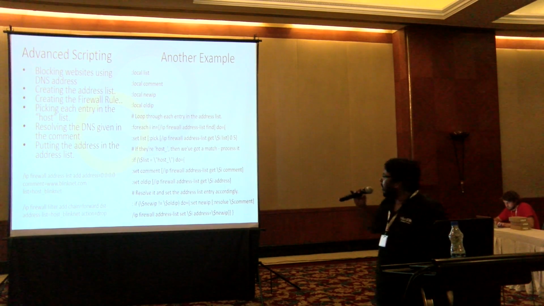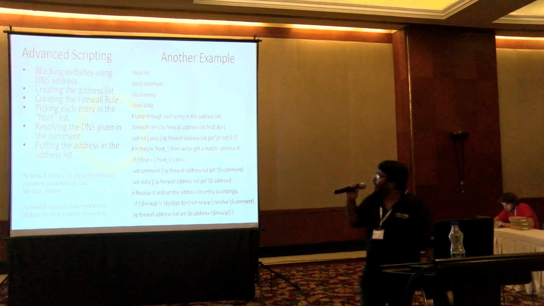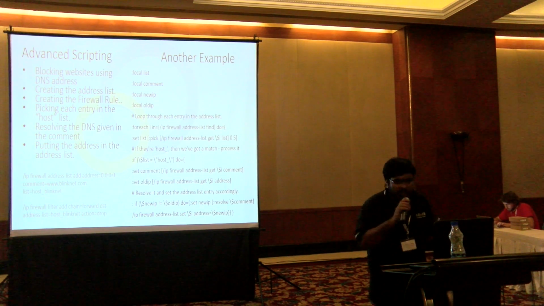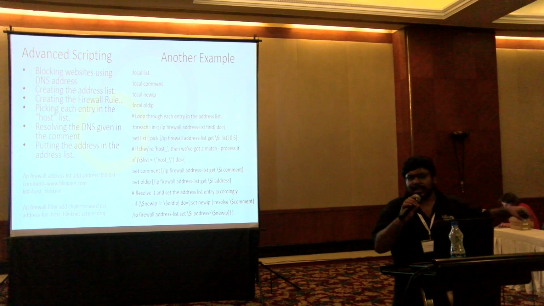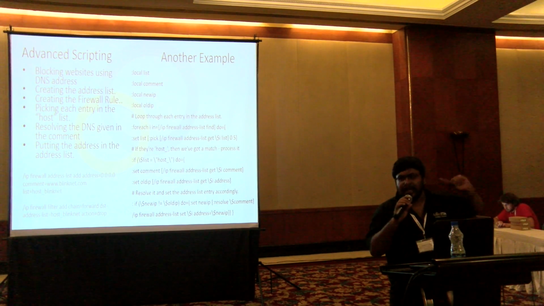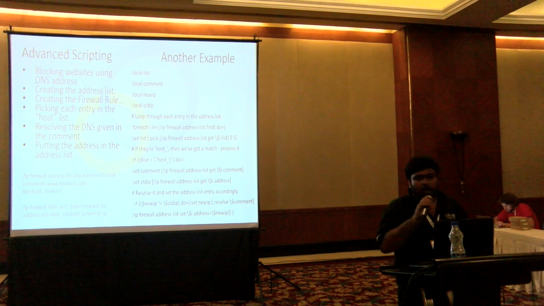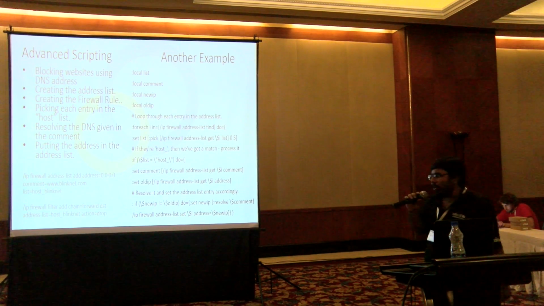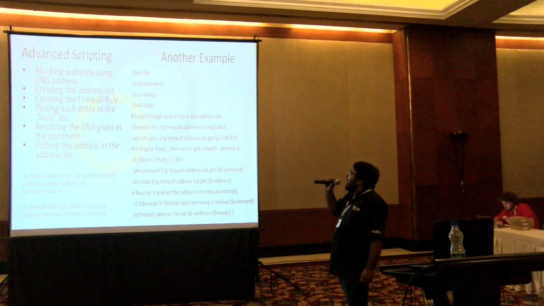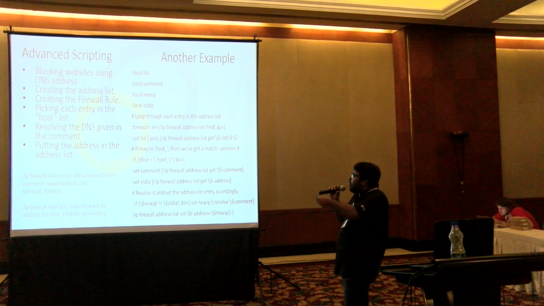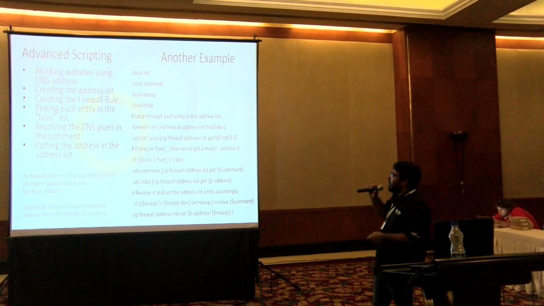Another example which uses some loop and also many other things is blocking websites using DNS address. Now the latest version of MikroTik RouterOS has the option of entering DNS names in the IP address lists and the IP firewall rules, but still it's useful. You can actually create the address list. In this example, we have to create the address list first. So IP firewall address list, add address.